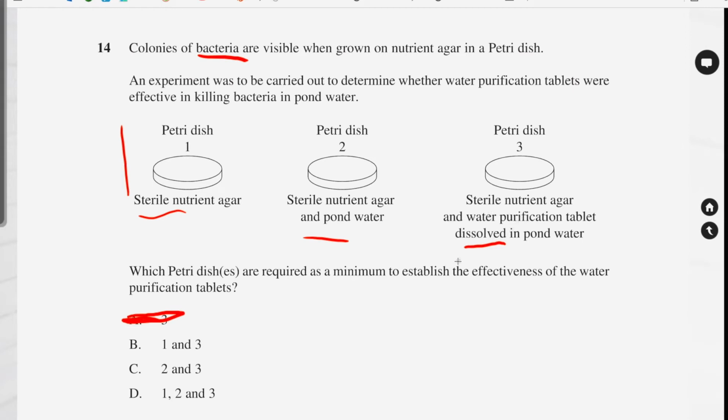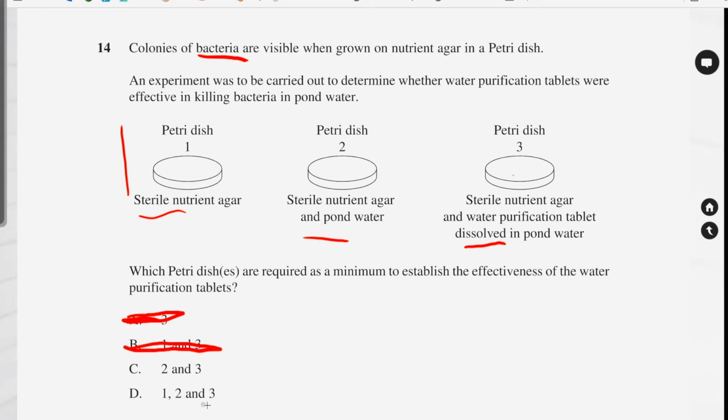Now, when we have a look at that there, 2 and 3 is better than 1 and 2, so we're going to get rid of those because we've changed one aspect of that. In this one here, if we put 2 and 3 together and they ended up with the same amounts of bacteria colonies, we could say that the pond water has no effect. If we compared 3 and 1, we've got 2 variables in there, and we can't just say whether it's the pond water or whether it's actually the tablet.